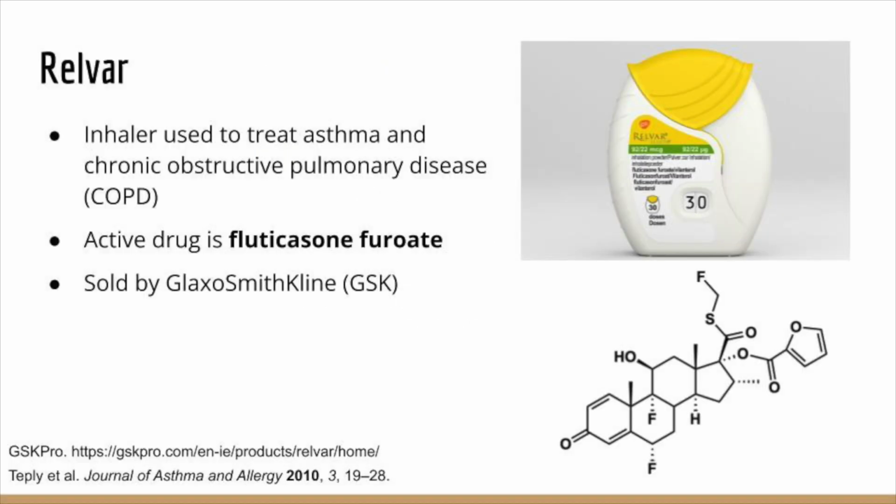Relvar is an inhaler that's used to treat respiratory diseases such as asthma and chronic obstructive pulmonary disease. The active drug compound is fluticasone furoate, which is a corticosteroid. This class of steroids is involved in the regulation of inflammation. Relvar is sold and produced by the pharmaceutical company GlaxoSmithKline, which is based in Ireland.